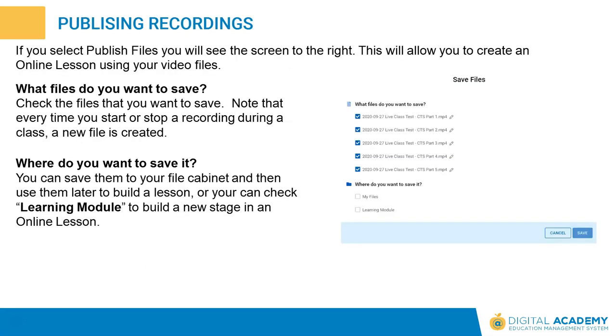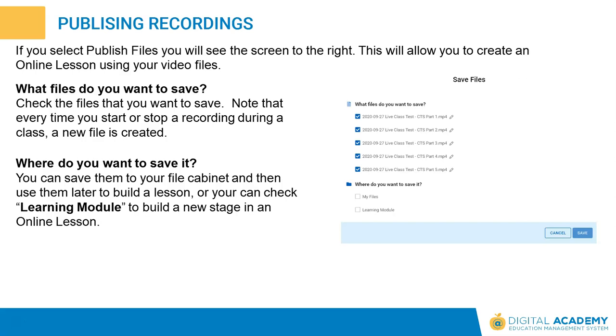If you click Publish, you'll see a screen come up that asks you what you want to do. Again, keep in mind that every time you start or stop recording, it creates a new file. You will be asked what files you want to save, and you can check them off to save them or uncheck them to not save them. You will then have options as to where you want to save it.